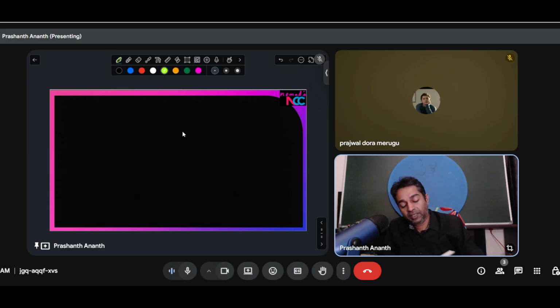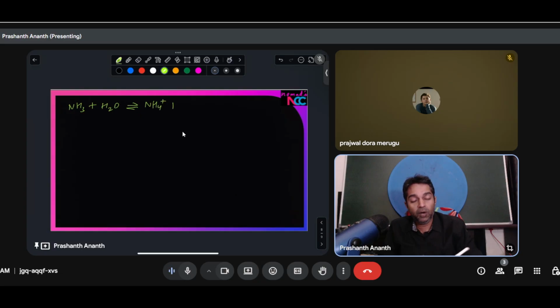Okay, so next up, the same thing applies for a base also. Let's say I'm taking ammonia as a typical base, reacting with water. Ammonia is a proper Bronsted-Lowry base, not an Arrhenius base. Ammonia accepts H+ from water here, becoming NH4+, and water ends up becoming OH-. So technically OH- is produced, but it is produced by water being forced into kicking out that OH-.